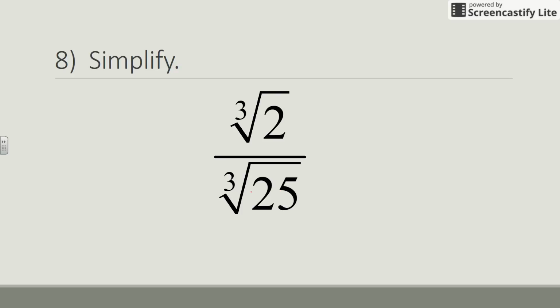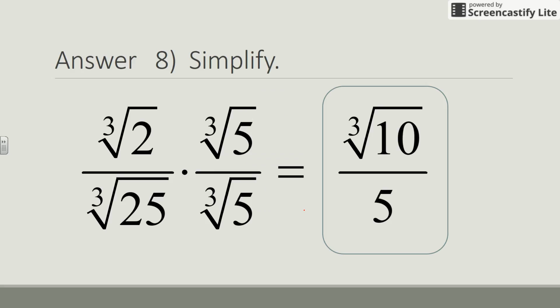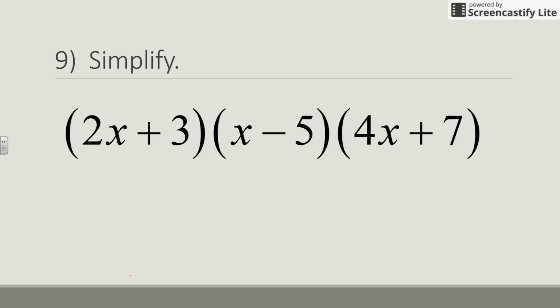We need to have a perfect cube down here. Well, this is 5 squared. I wish it was 5 cubed. So I'm going to multiply both sides by cube root of 5 over cube root of 5. This is the perfect cube. Can't have radicals in the denominator, so this is 125, which is root of 5.